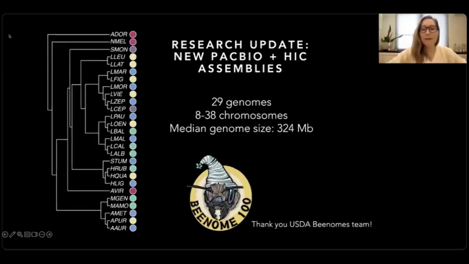So we've now been lucky enough to team up with the USDA Beenomes team, and we're proud to announce that we're up to 29 highly contiguous chromosome-level genome assemblies for this group. So thank you so much to the Beenomes team for this. And we've also been able to get some assemblies from Darwin Tree of Life. So thank you to all of the people that have helped to make these resources broader for the group that we're studying.